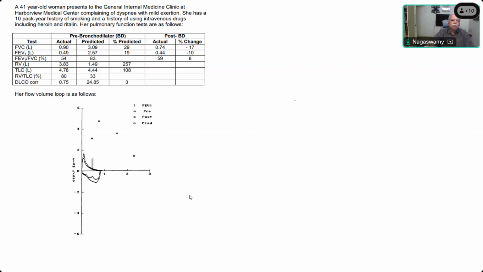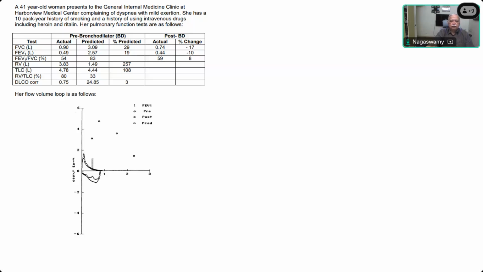Okay. A 41-year-old woman presents to the general internal medicine clinic with a 10-pack-year history of smoking and a history of using intravenous drugs including heroin and Ritalin. Pulmonary function tests: FVC grossly reduced, FEV1 grossly reduced, FEV1 to FVC ratio grossly reduced, TLC normal or slightly raised. The RV to TLC ratio is also raised.